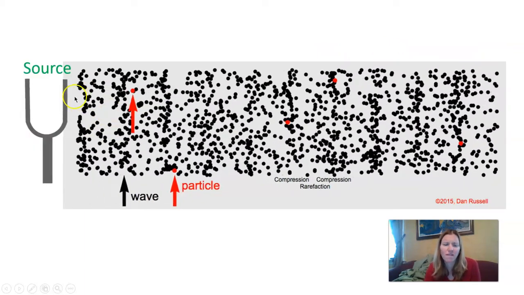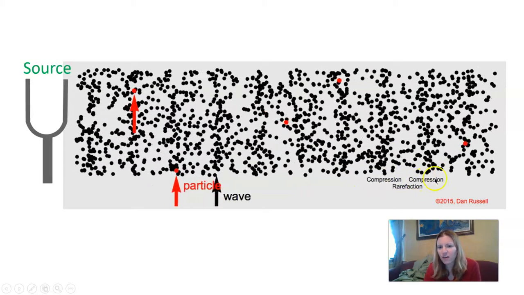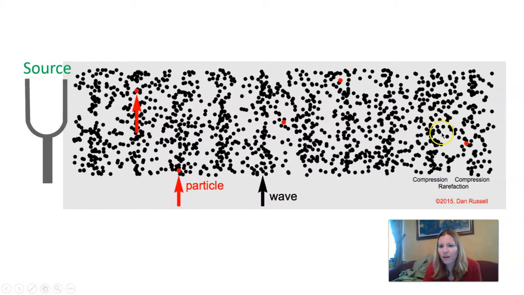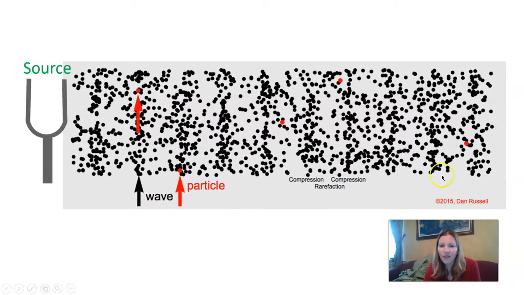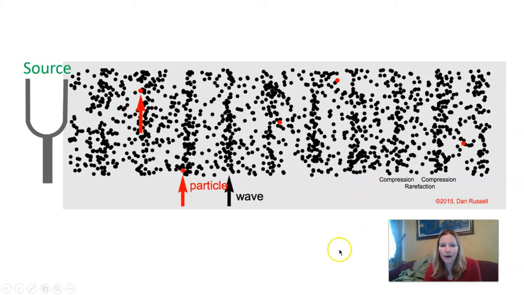Here's another illustration of that same idea, just a slightly different picture of it. So you can see your compressions and rarefactions. The compressions are all the places where it's squeezed together. The rarefactions are all the parts where it's separated or spread apart.